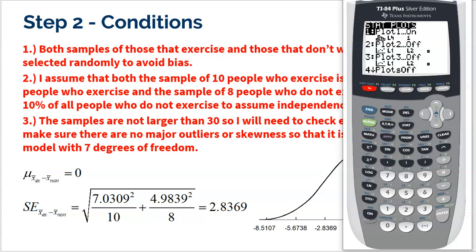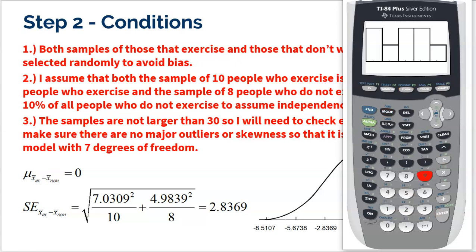And now let me check out my non-exercise group, and for me that was list 5 is where I entered them in, so second number 5. And then quit out of there and do a zoom stat, zoom 9. And again, no major skewness, no major outliers. It's only 8 people, but I don't really see anything that concerns me. I always tell kids, if I want you to see major outliers and major skewness, trust me, you will see it, okay?